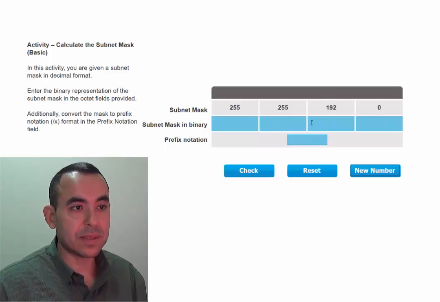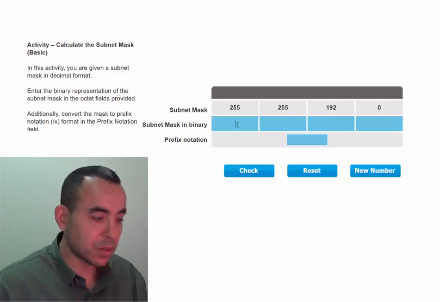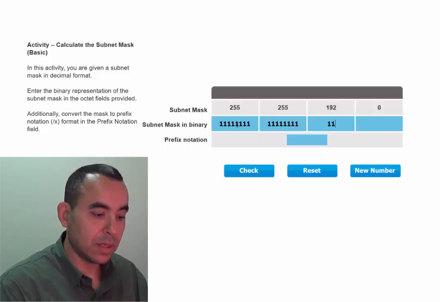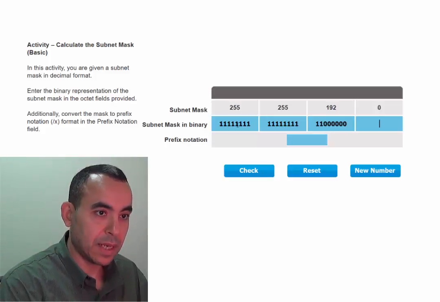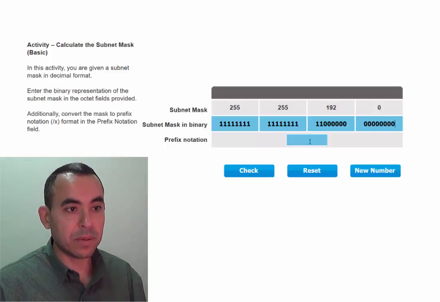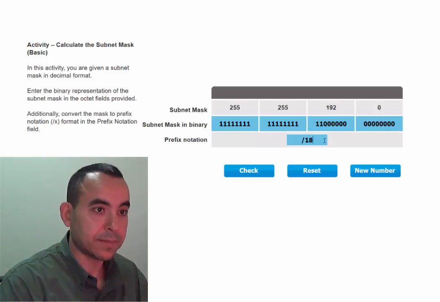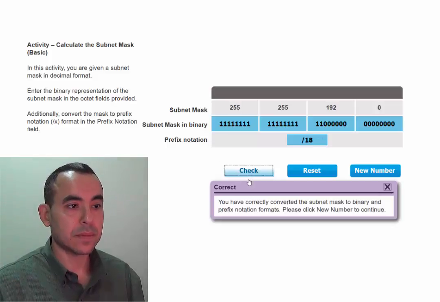Another example, so this example is also easy, so 11111111, and then ones, and then this is 11000000, and then the rest will be zeros. Okay, so remember, this is borrowing 2 bits from the third one. So these are 16 and 2, this makes it /18, and so on.